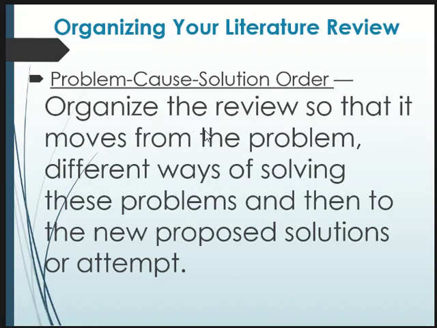Then we can also choose problem, cause, solution order for the organization of the literature review. This approach involves identifying what the problem is first. You need to identify the problem and the issues related to the problem, or to the research topic or research area. As I said, first you need to identify what is the problem, what is the issue, and what are the related issues.